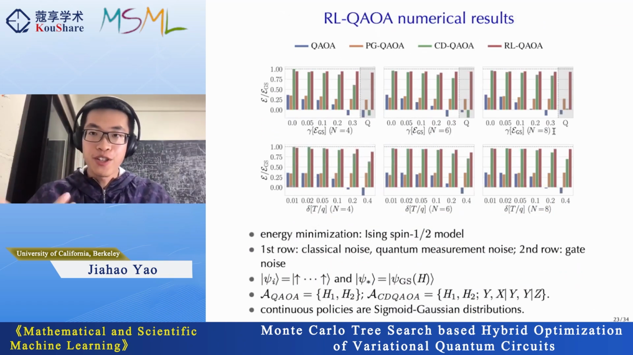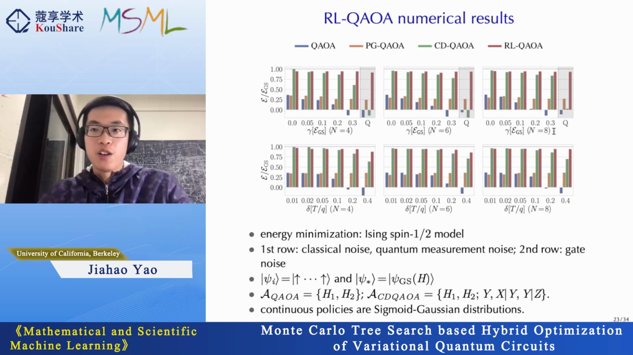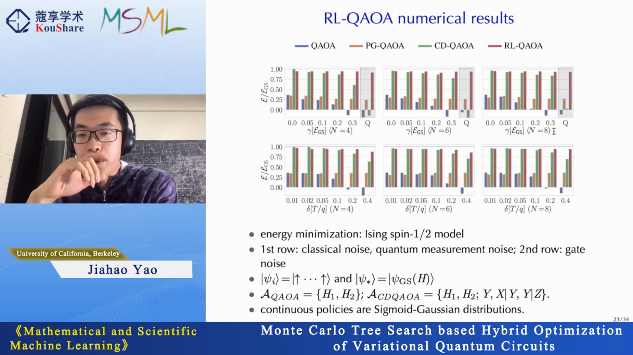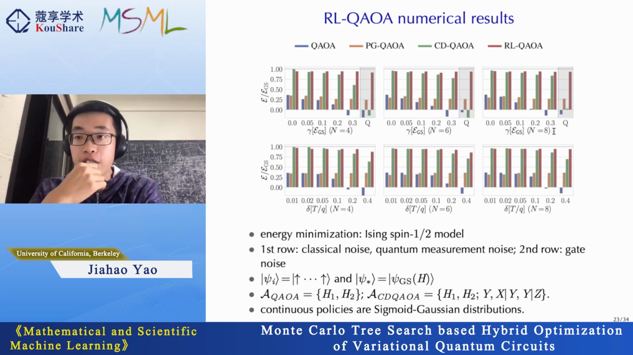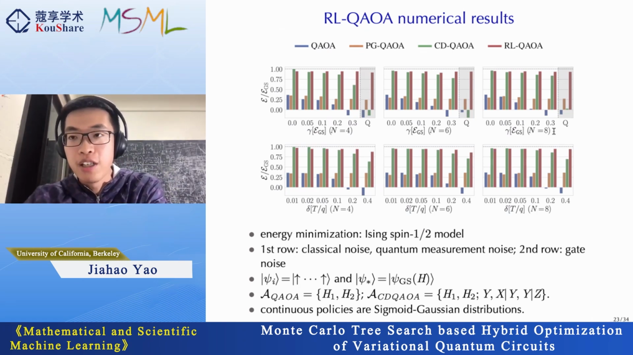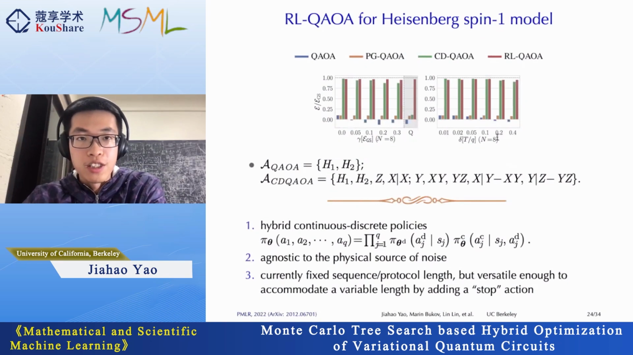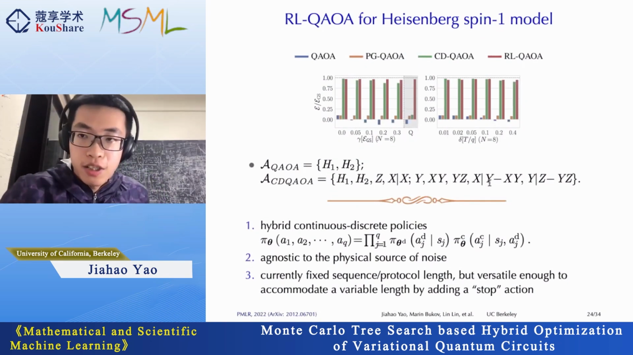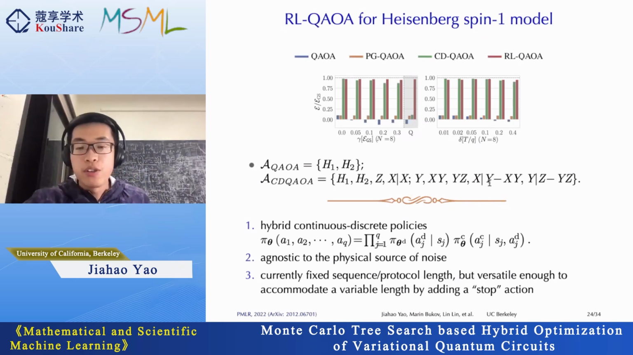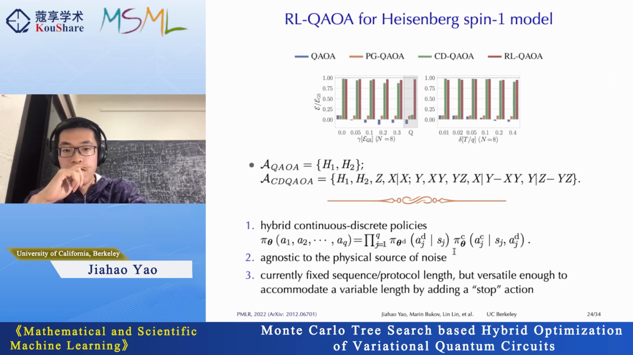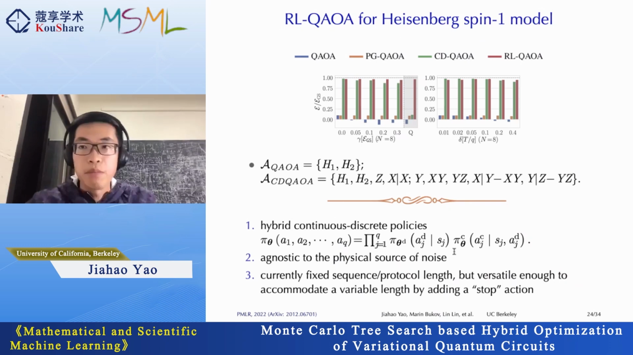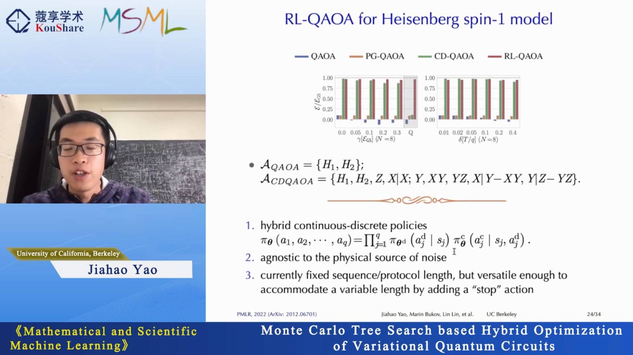And we also show the result here, and we can see in the presence of noise, the IOQAOA always outperforms the previous work like CDQAOA, which is not noise robust. Also on different kinds of models, like the Heisenberg spin 1 models, and also more models here. So the catch here is that we parameterize this hybrid continuous and discrete policy in an autoregressive way, and it's quite agnostic to the physics source of the noise, which is better than the previous CDQAOA, and it's also quite versatile to adapt to different setups.